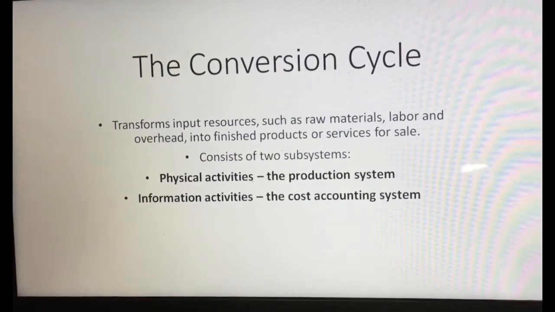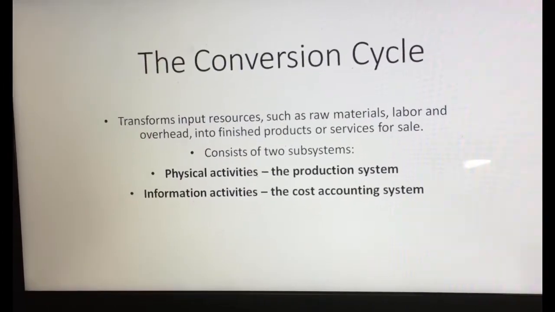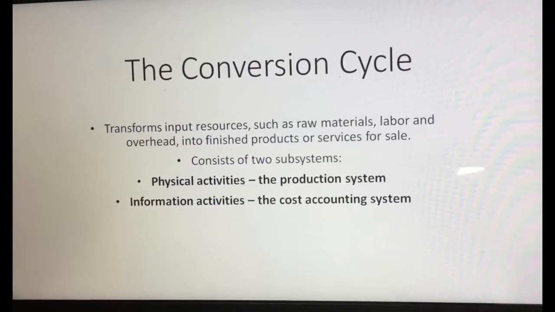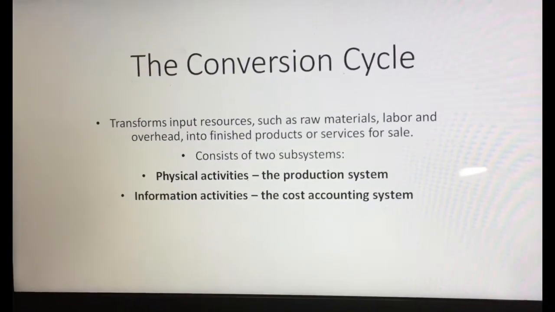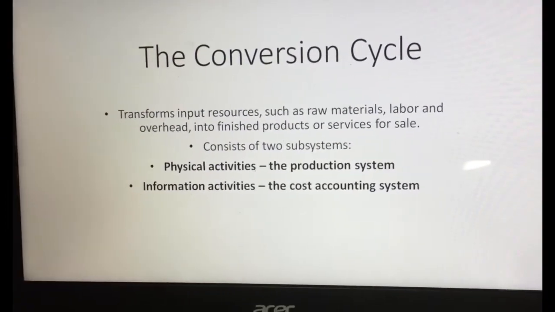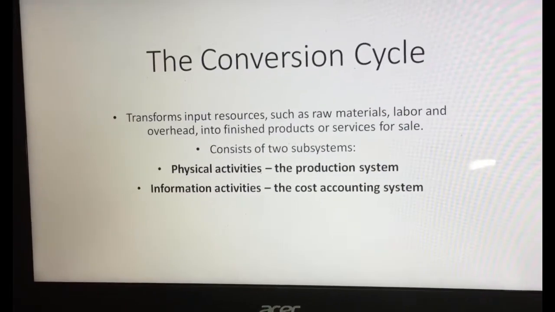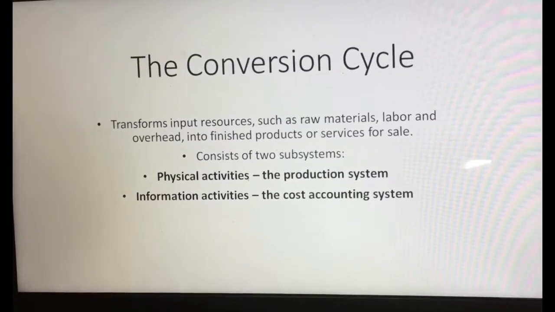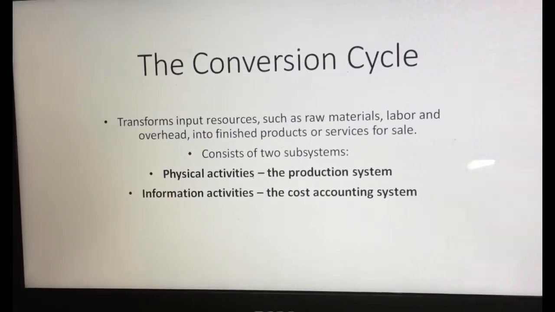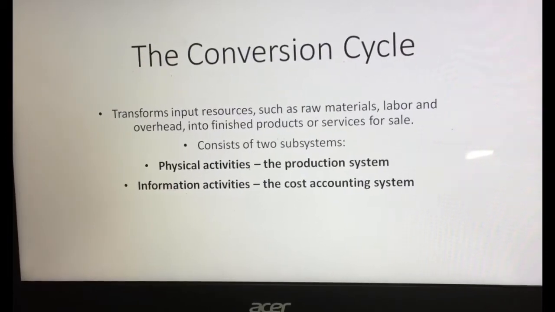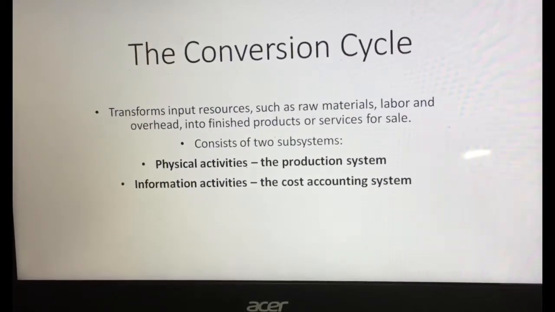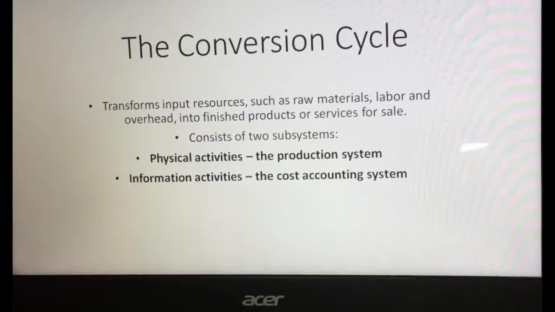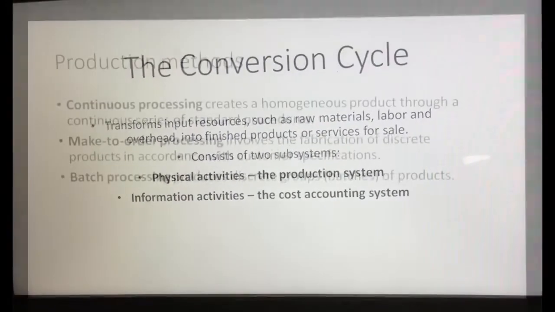Today I want to present about conversion cycle. Conversion cycle is to transform input resources such as raw materials, labor and overhead into finished products or services for sale. Conversion cycle consists of two subsystems, which are physical activities for the production system and information activities for the cost accounting system.